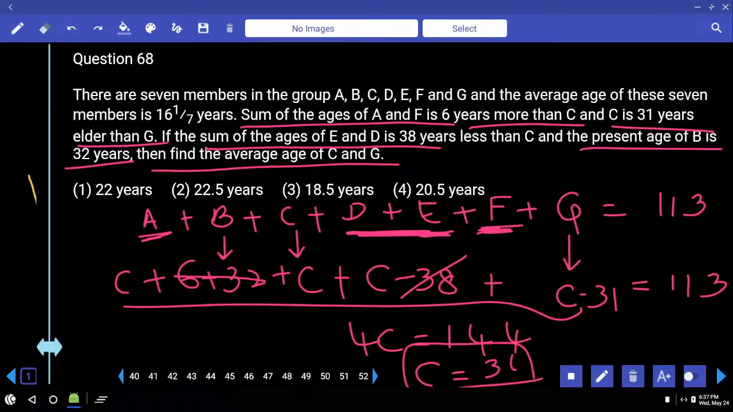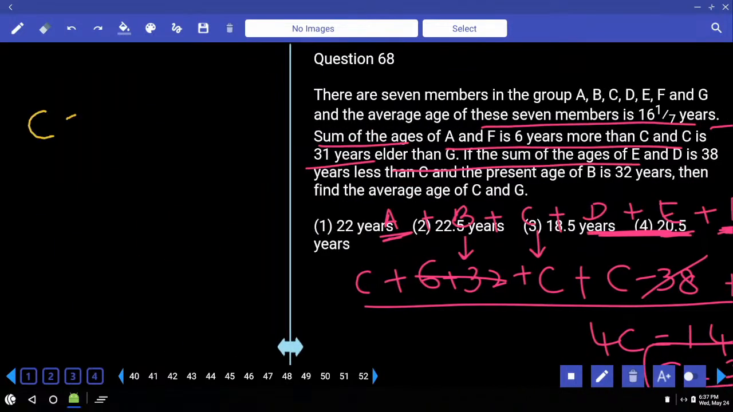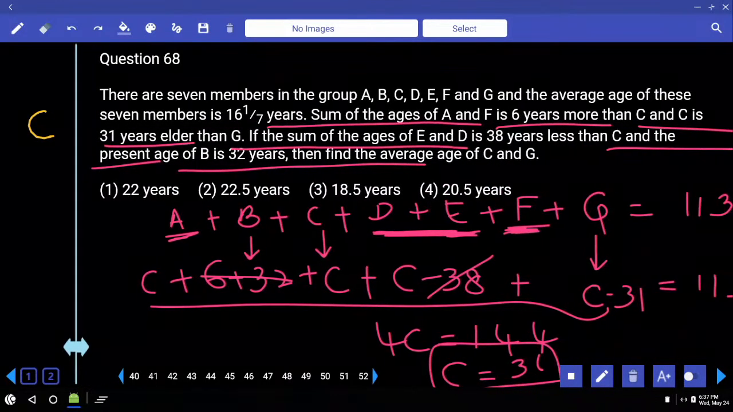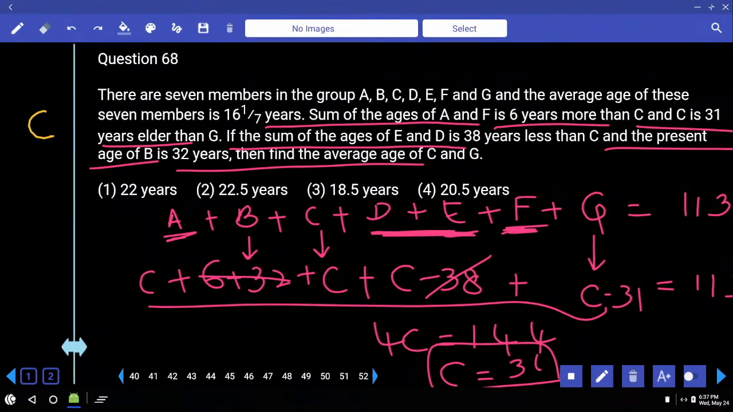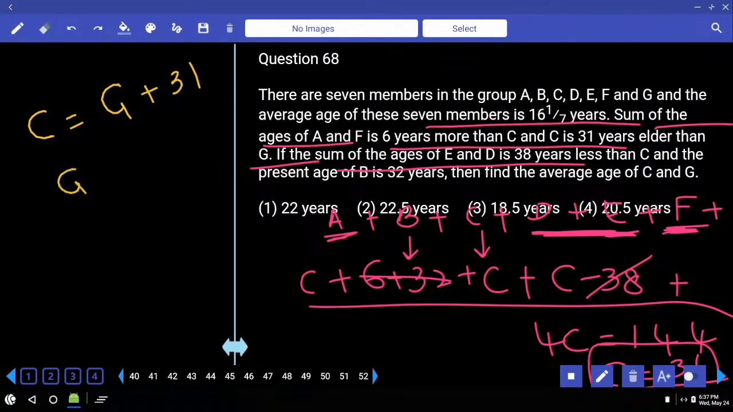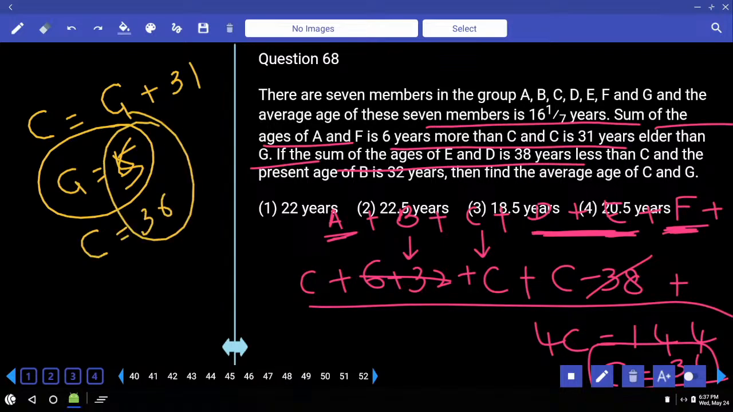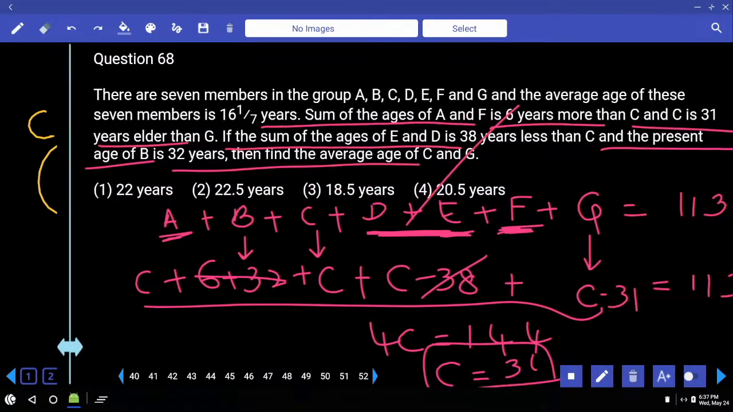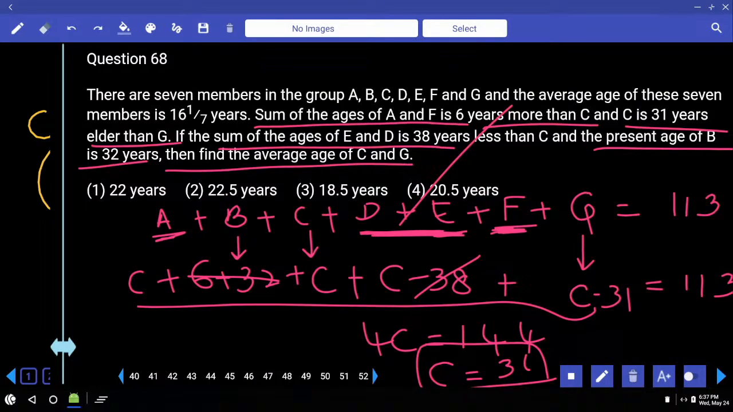What is the relation between C and G? C equal to G plus 31, isn't it? Then G is 5. G is 5. Then what is the average of C and G? 41 by 2, 20.5. Option 4. We should convert each and everything in terms of C.